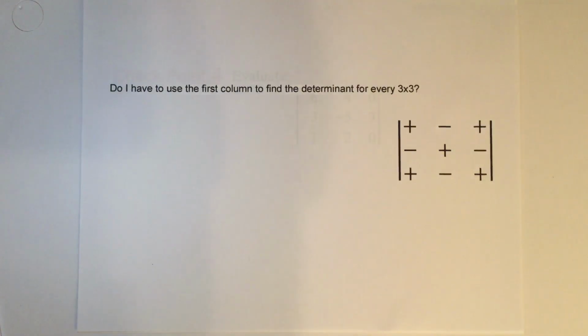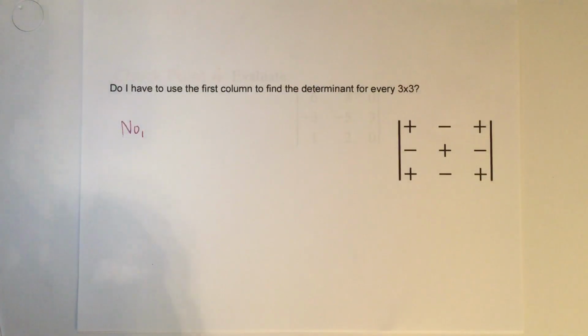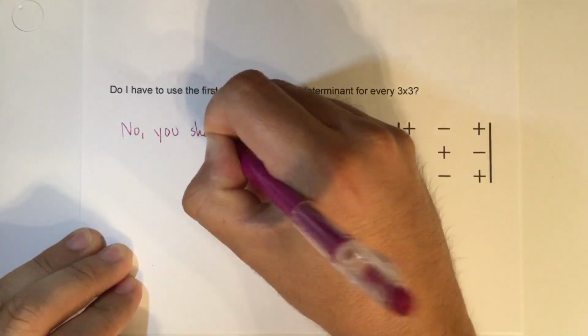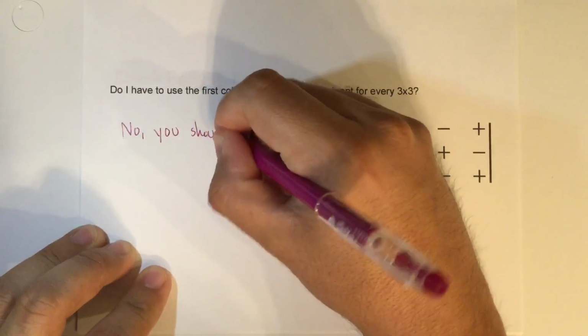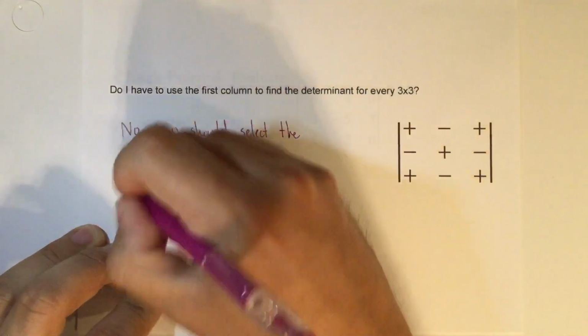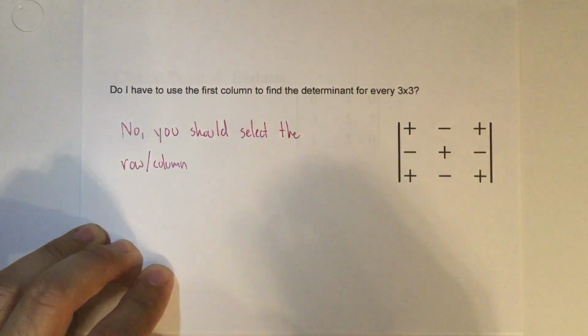Okay, so last for the 3x3 matrices, it says, do I have to use the first column to find the determinant for every 3x3? And the answer to that is simply no, you do not. You should select the row or column that has the most zeros.